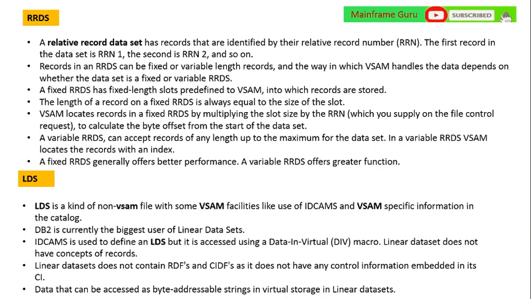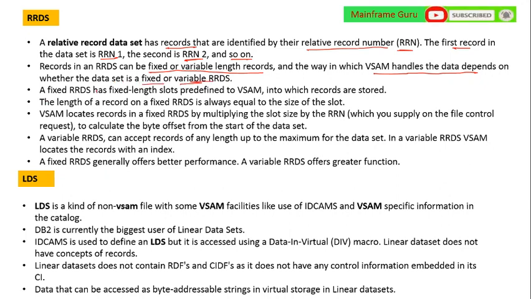And what about RRDS? It has records that are identified by their relative record number, or RRN. The first record in the dataset is RRN 1 and the second is RRN 2 and so on. Records in an RRDS can be fixed or variable length records, and the way in which VSAM handles the data depends on whether the dataset is a fixed or variable RRDS.